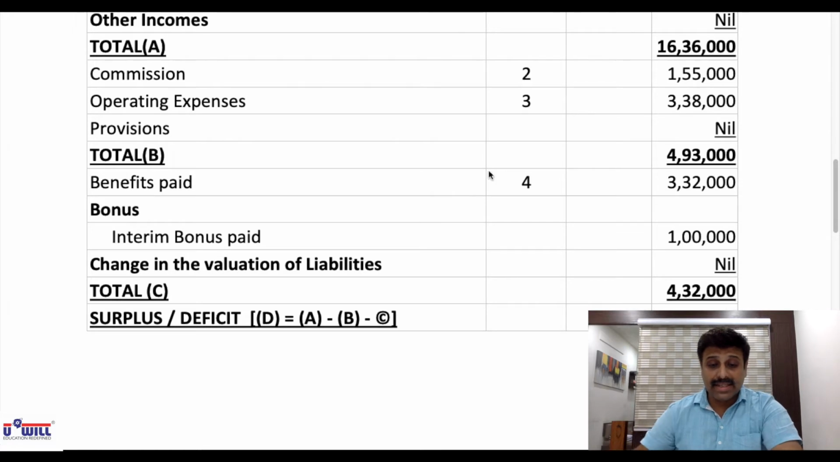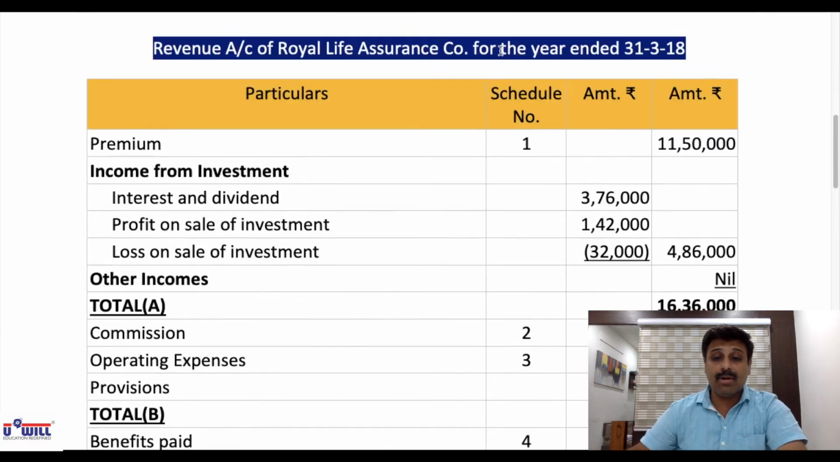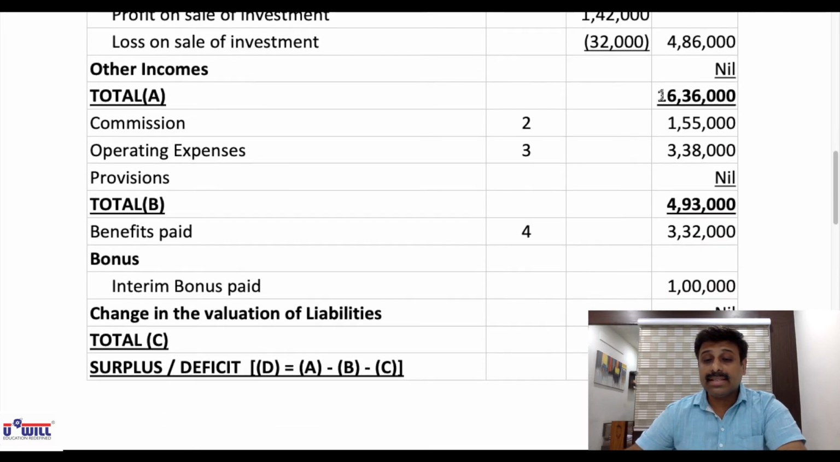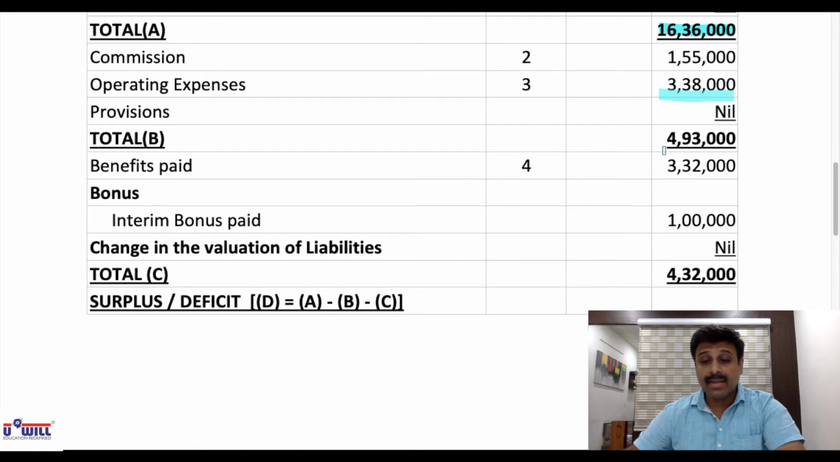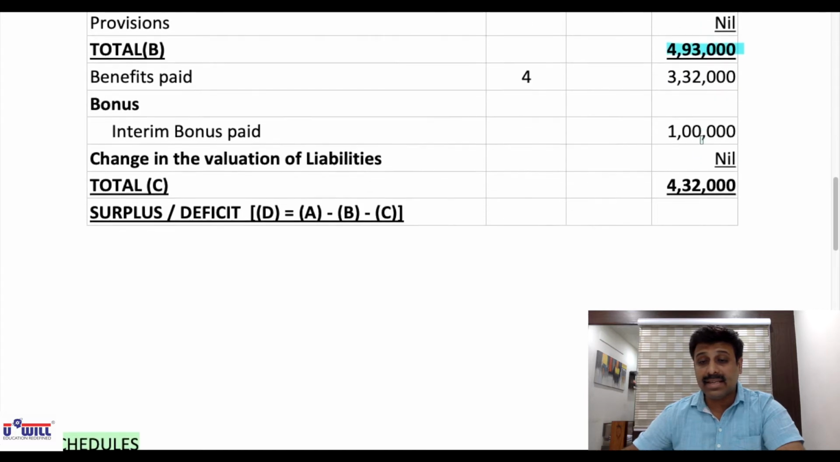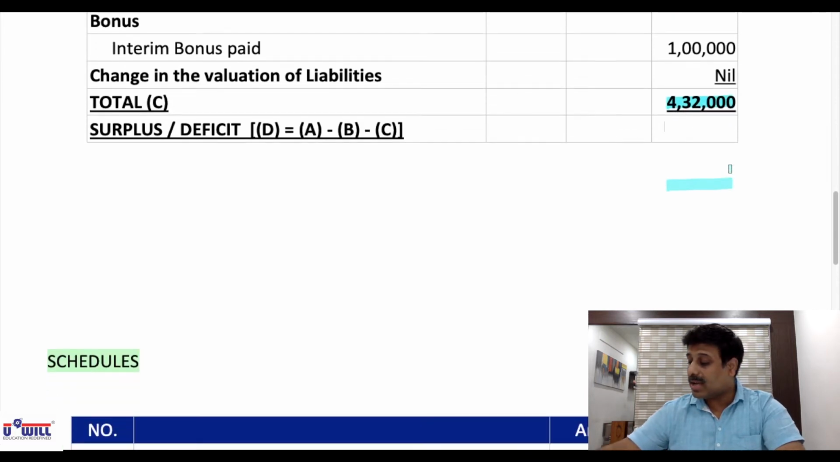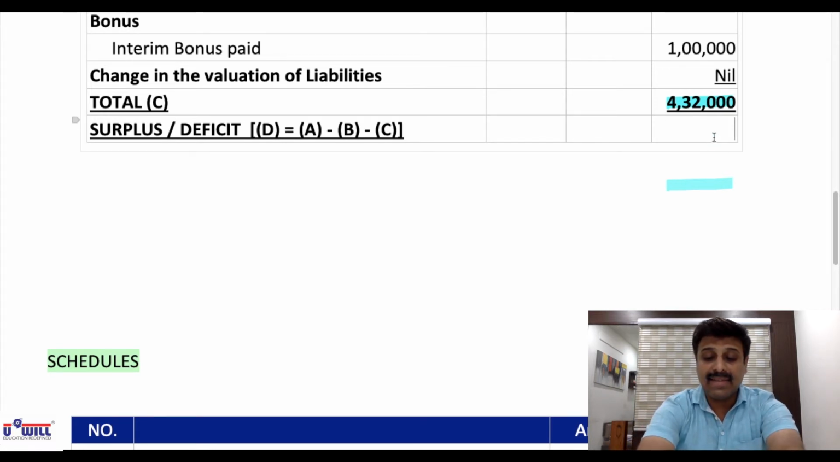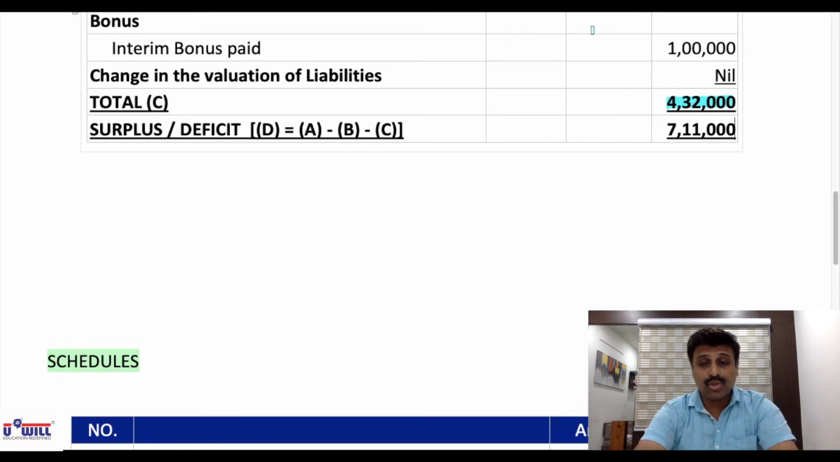Now surplus or deficit D equals A minus B minus C. Okay, A minus B minus C. So what is the amount of A we had got? 16,36,000. Doing it on the calculator, 16,36,000 minus B 4,93,000, minus C 4,32,000, so that comes to 7,11,000. Okay, 7,11,000 is the final surplus. So this is how the questions are supposed to be solved.